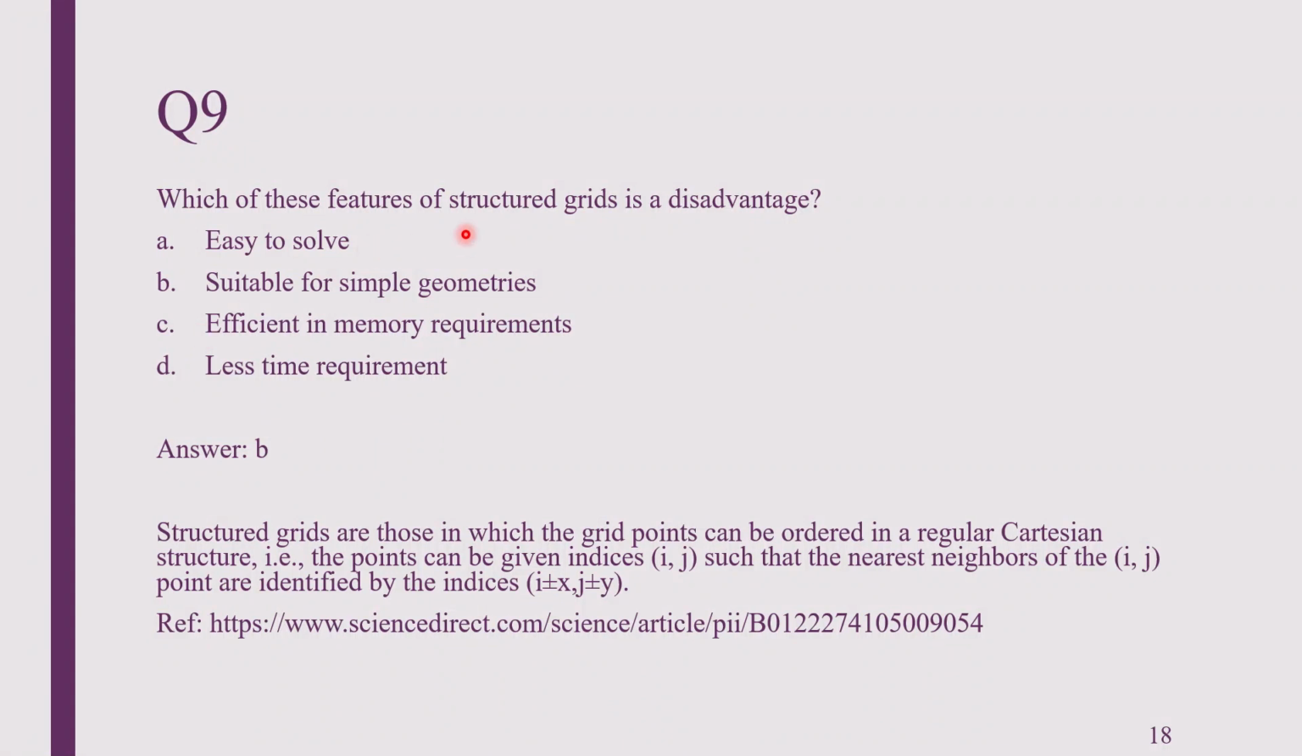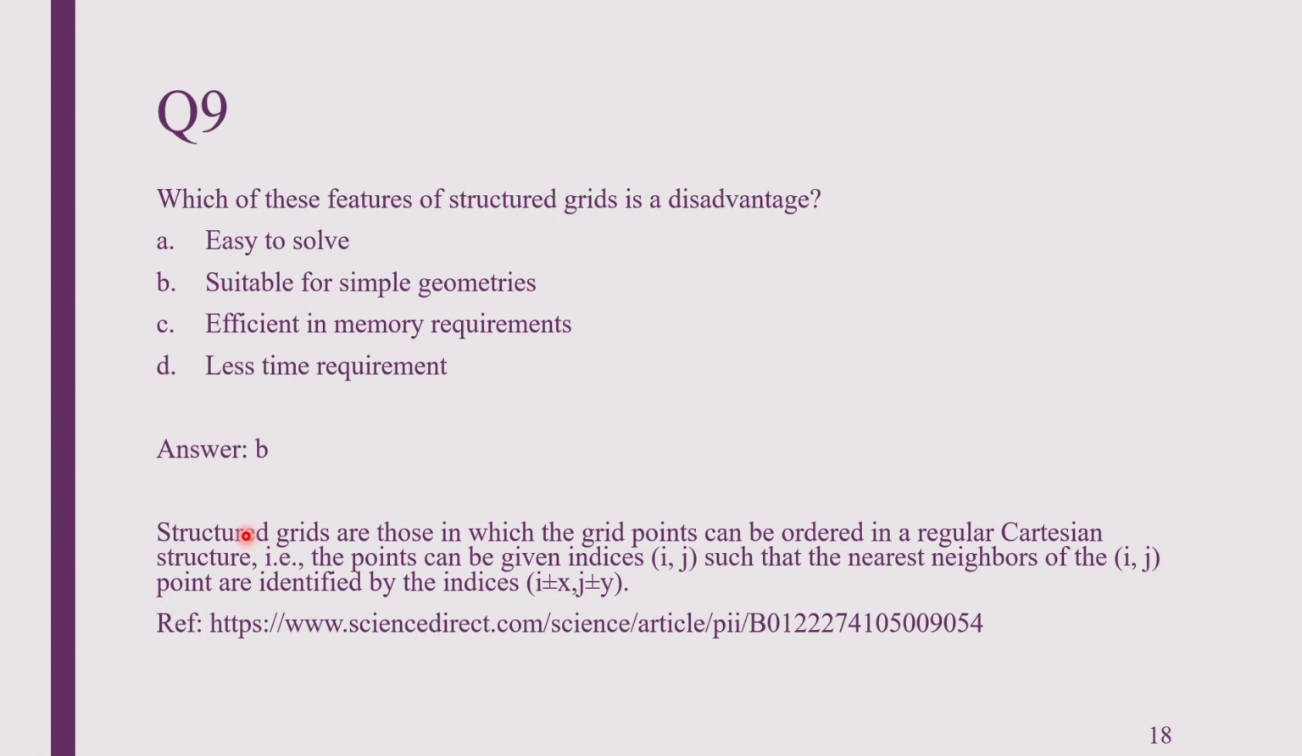So which of these features of structured grids is a disadvantage? All of these are features of a structured grid. Option A, easy to solve, is an advantage. Option B, suitable for simple geometries. In the case of complex geometries, we cannot go with structured grids, so that is a disadvantage because it is only applicable for simple geometries. Option C, efficient in memory requirements, is also an advantage. Less time requirement is an advantage. So option B is the right answer.